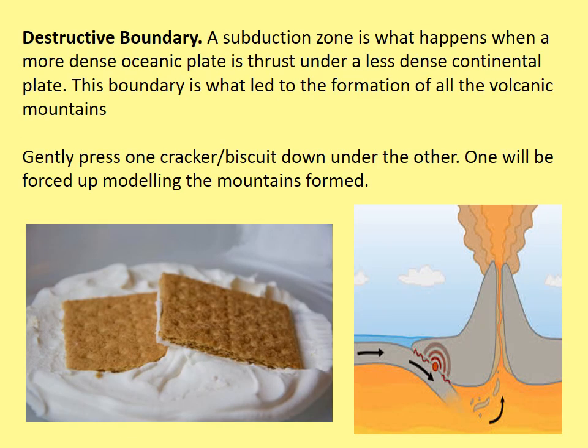A destructive boundary is where one of the plates is subducted below the other. So press one cracker biscuit down underneath the other one, forcing them together, and you should see that one will rise up and start effectively to form your mountain there.